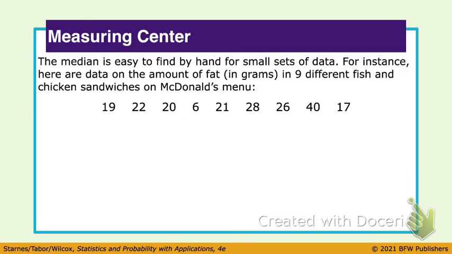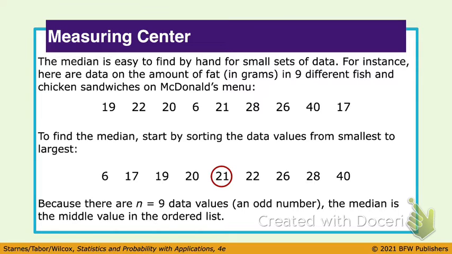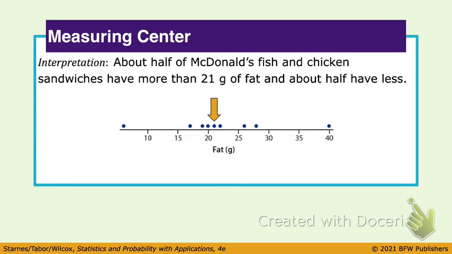All right, so what is the interpretation for the median? Here's the interpretation for the median. It's literally exactly what you would think it is. About half of McDonald's fish and chicken sandwiches have more than 21 grams of fat, and about half have less. There's your interpretation. So we found our median. It was this little number right here, and about half have less than that, and about half have more than that.